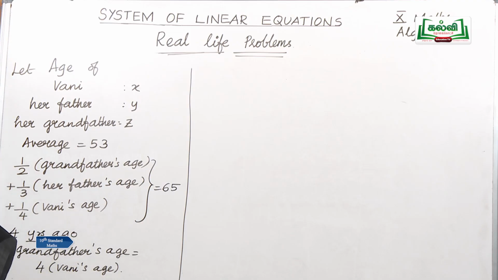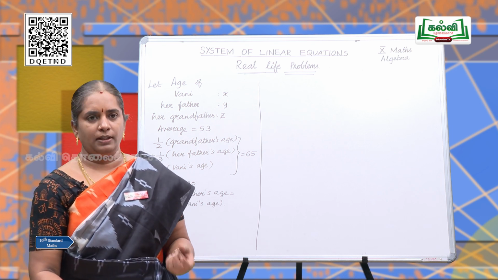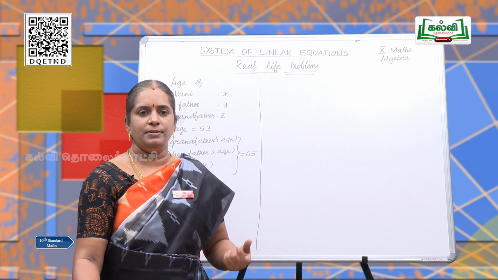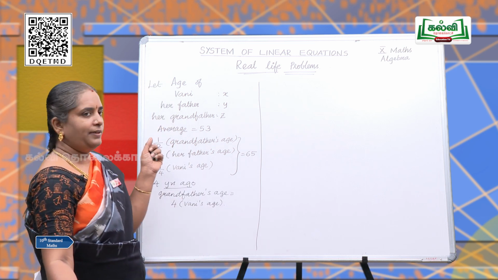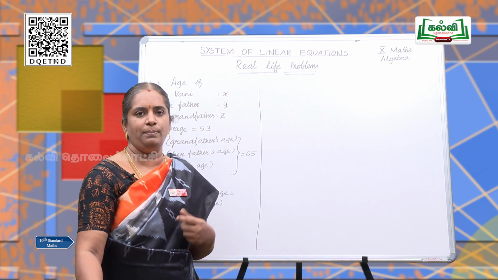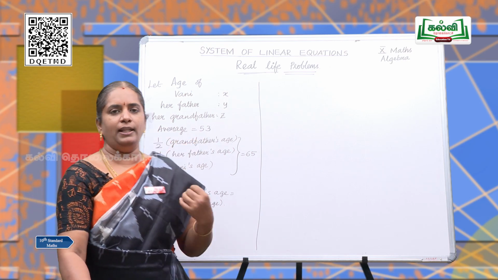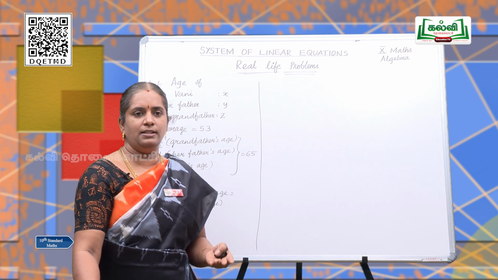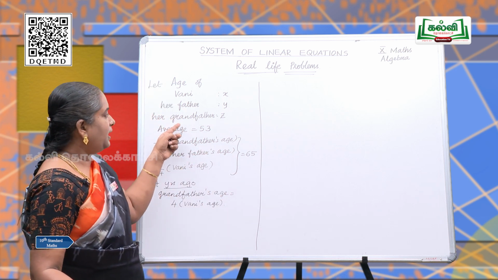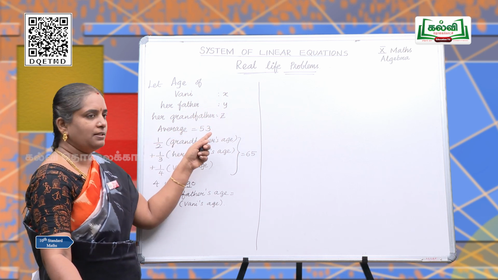See, let us have some real life problems regarding this solving linear equations. In this sum, in our exercise, we have to find the ages of Vani, her father and her grandfather. Some statements are given in words. See, the first statement goes as the average age of those 3 people is equal to 53. 53 is their average age. Before entering into the sum, we are going to name the ages of Vani, her father and her grandfather as X, Y and Z.